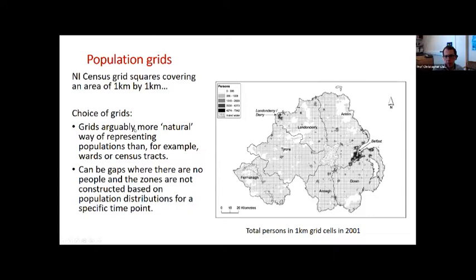So grids are good for the reasons that I've already said. Partly, I think they're a more natural way of representing populations than wards or census tracts or anything else, because they show you actually where people are. They have holes where there are no people. So there can be gaps where there are no people.